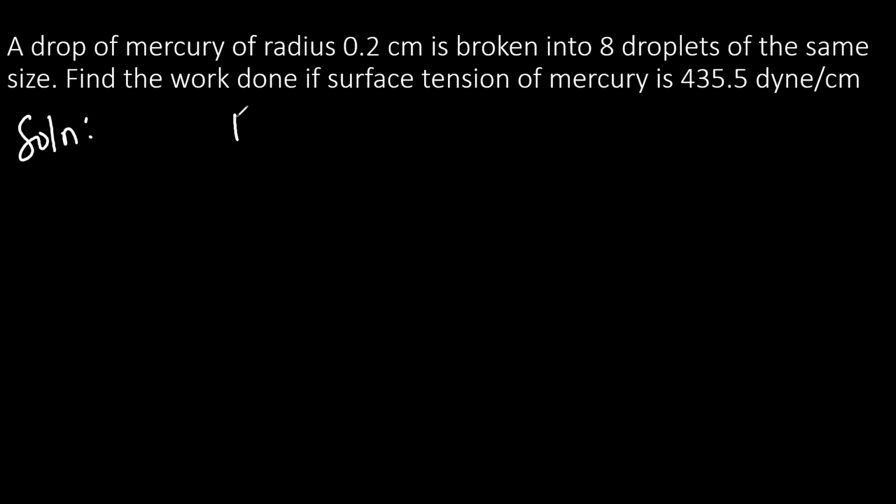Solution. What is the initial formula? W is equal to T dA. So what is the dA? Whatever the change in the area of that circle, that rate of that bubble, that drop. Okay.